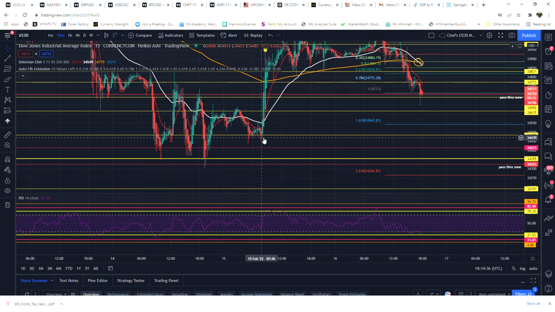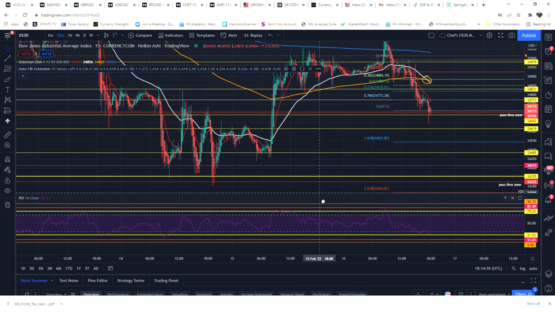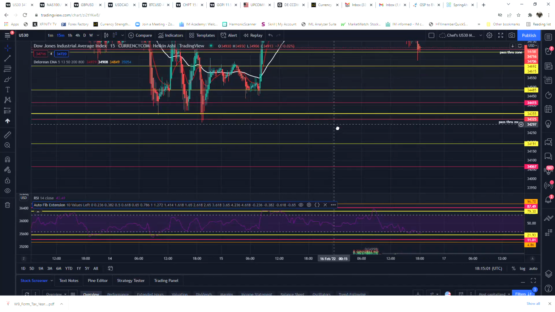I'm saying that it can actually drop below here because it needs to complete this whole move and come down to about here, to this level of support at 34,355, and then surpass that by going through my pass-through zone, which would be 34,325 to 34,067. Actually, that's a long pass-through zone. I need to change that.